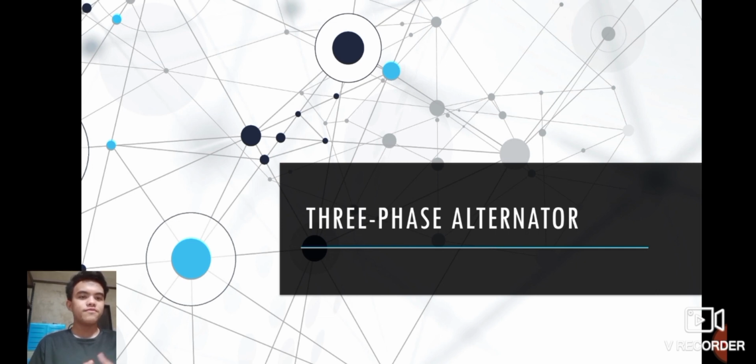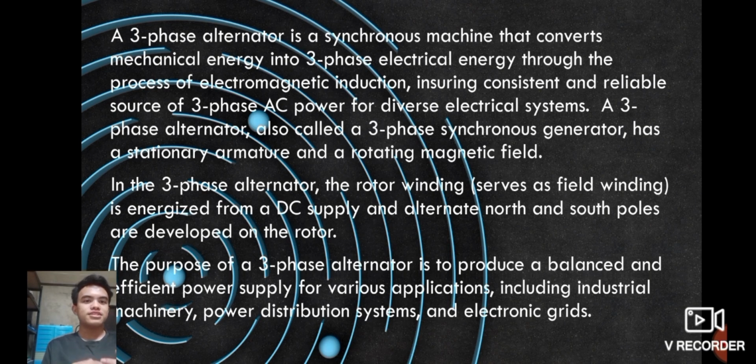So, we are Group 10 and we will be reporting on the topic of the three-phase alternator. A three-phase alternator is a synchronous machine that converts mechanical energy into three-phase electrical energy through the process of electromagnetic induction, ensuring a consistent and reliable source of three-phase AC power for diverse electrical systems. So, a three-phase alternator is a synchronous machine.